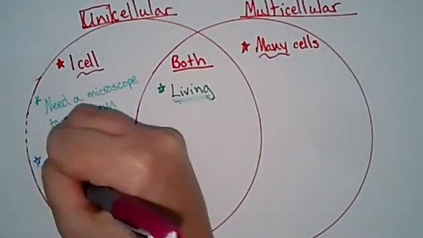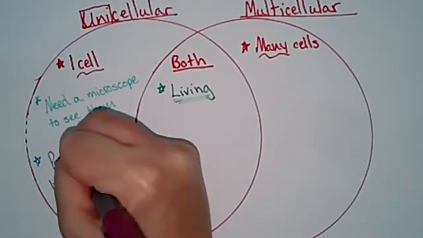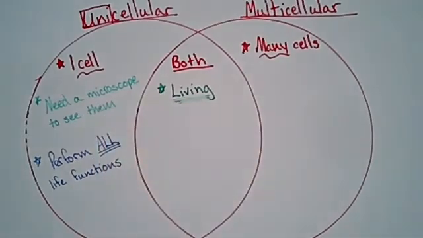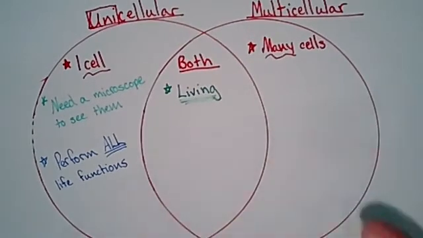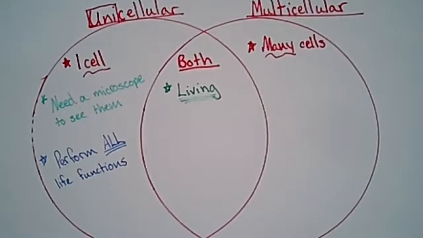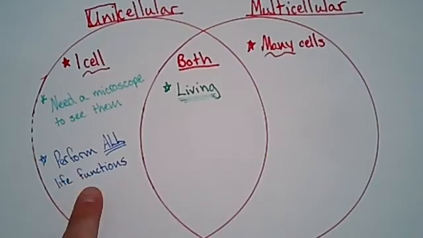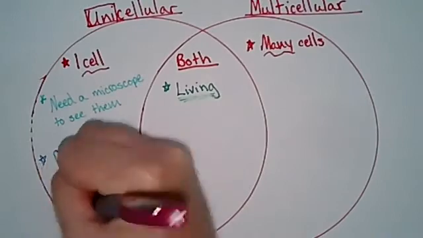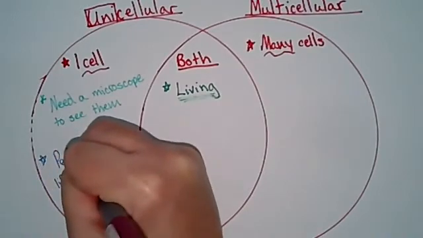So we talked about how unicellular organisms can, they move. We talked about how they breathe, how they bring in and take out, they bring in nutrients through the cell membrane and they let out waste through the cell membrane. They can get rid of waste. They can grow, all of those things. So they perform all their life functions in one cell. They can do it all themselves.